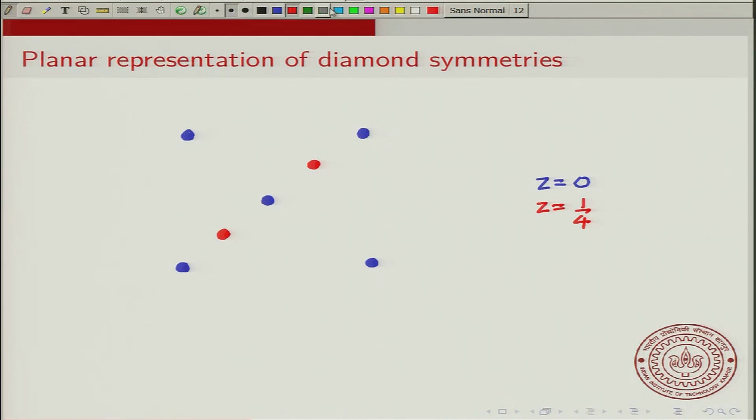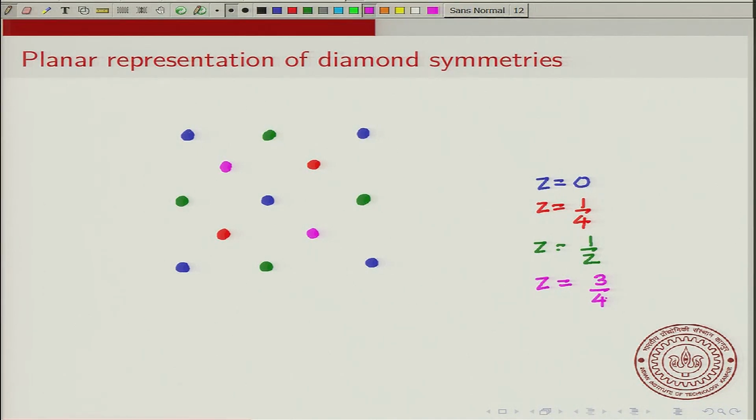Then at z equal to half, you had atoms at the edge centers. And at z equal to 3/4, you had points that were located here along this other body diagonal. So, these are at 4 different values of z, and this was the representation of the diamond structure. Now, let us look at the symmetries.